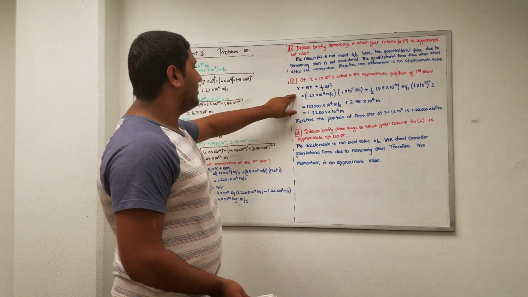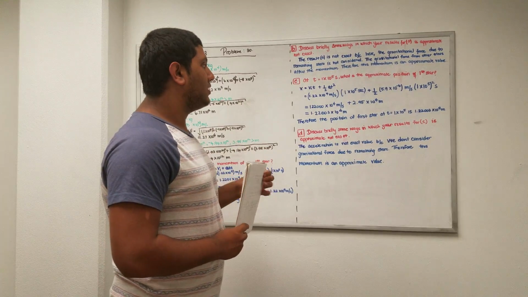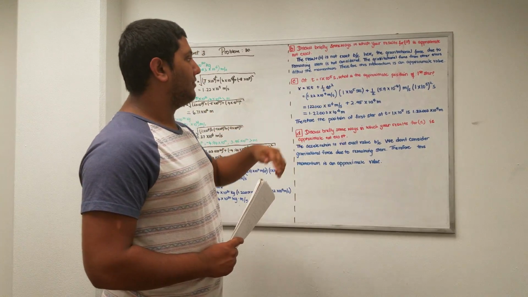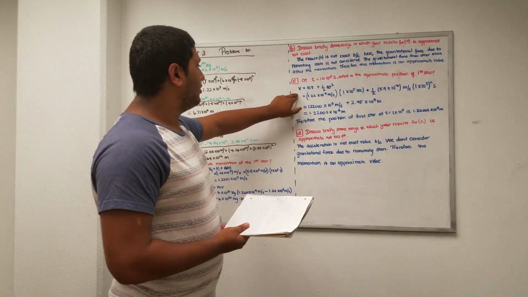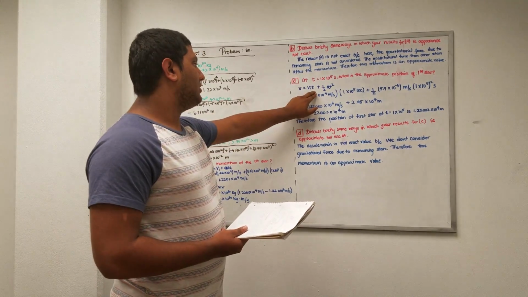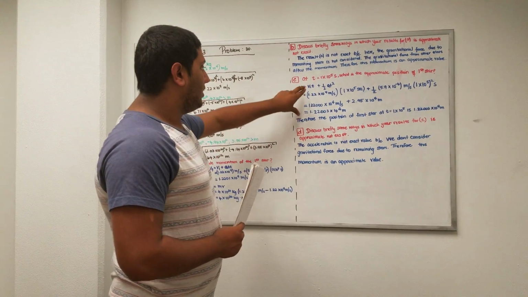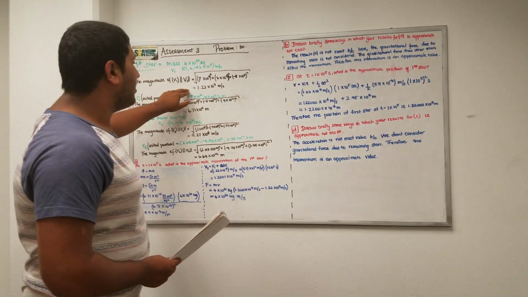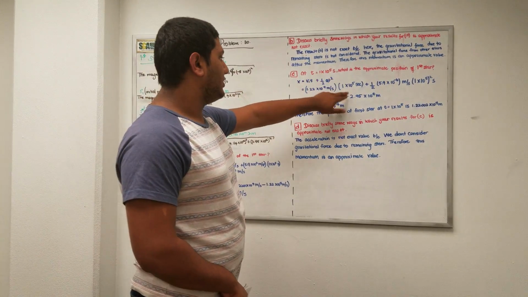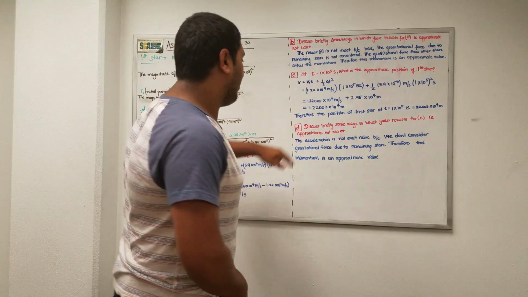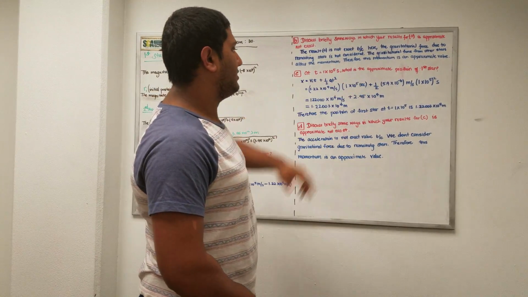Part C asks: at t equal to 1 times 10 to the 5th seconds, what is the approximate position of the first star? To find that, I just use the formula x is equal to v initial times time plus 1/2 acceleration times time squared. The initial velocity of the first star we found here, I plugged it in, and the time which is given, I plugged it in, and the 1/2 acceleration which we found here, I plugged it in, and the time I just squared.